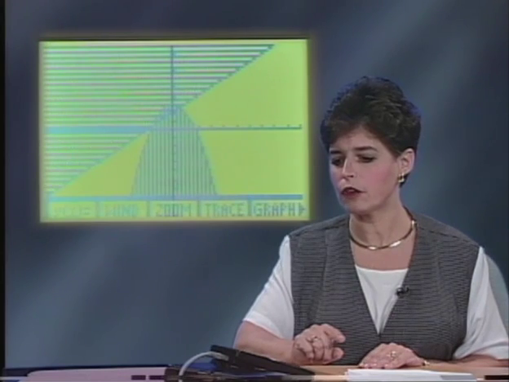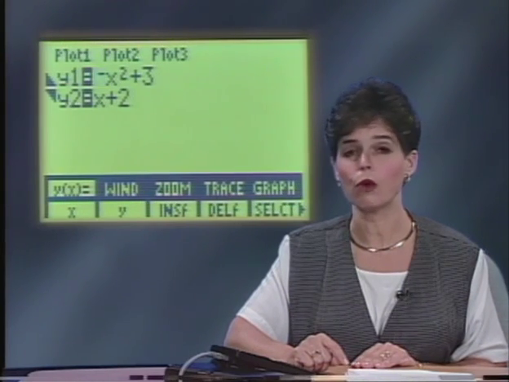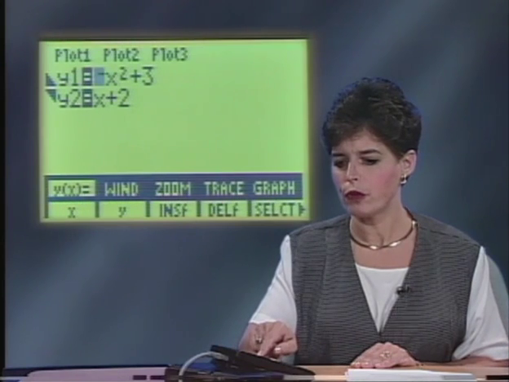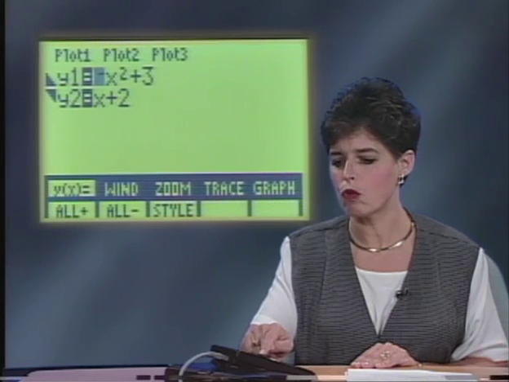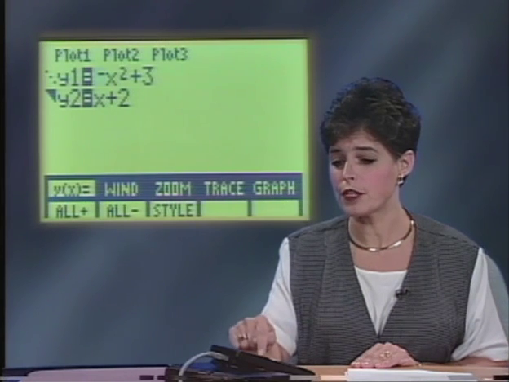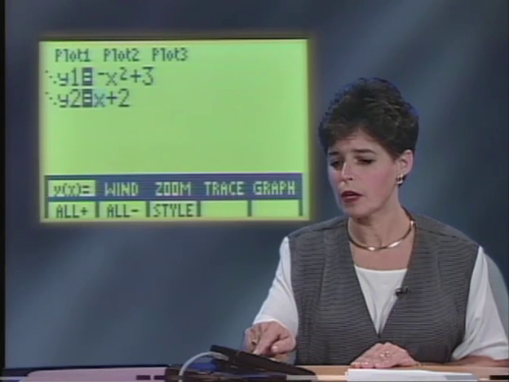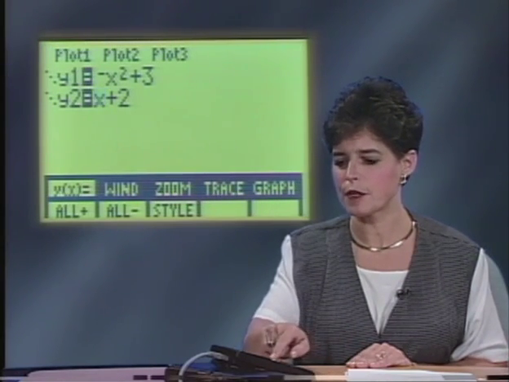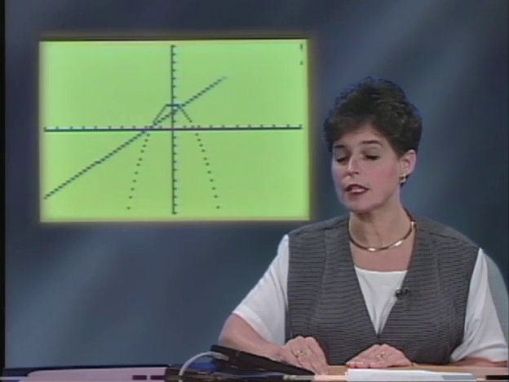Okay, now let's go back to y of x again. And I would like to talk for a moment about that dot mode again. I'm going to use my style by going to more and style, and I'm going to put that on dot mode again, and the same thing with my other function. Let's see them both done with dotted lines. With second graph, there's a dotted parabola and a dotted line.